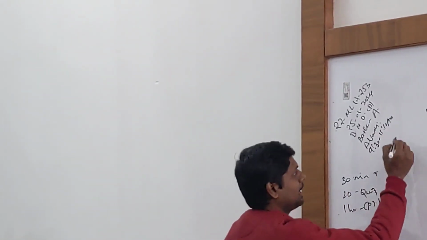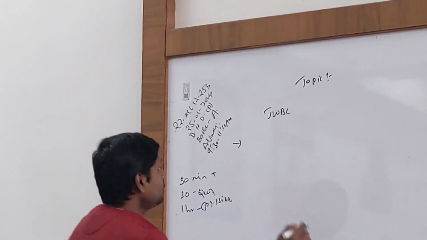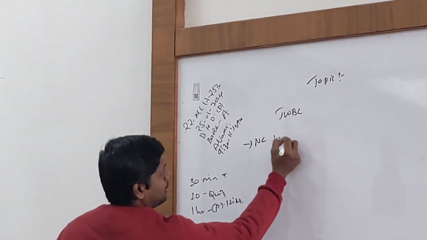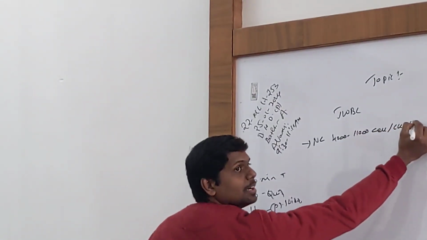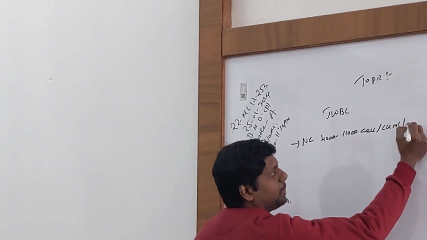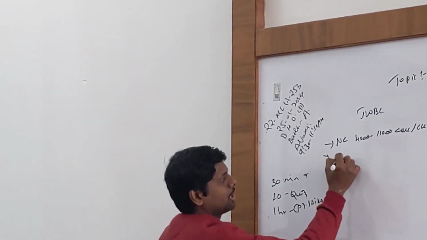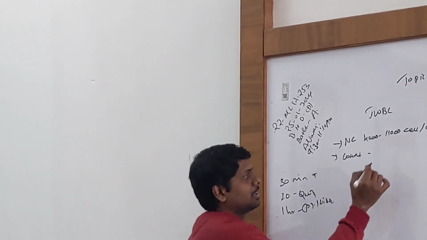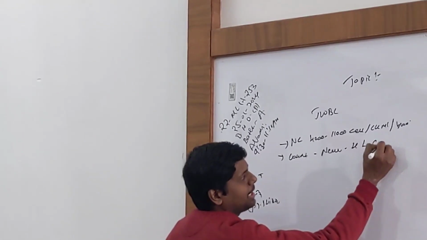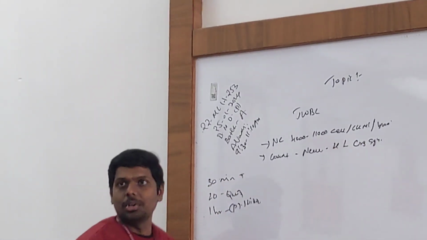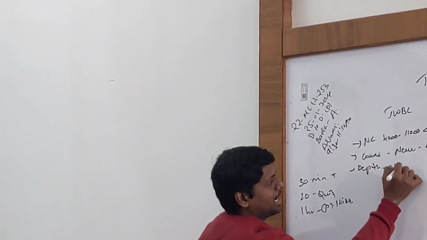Let me recall. What is the normal total WBC count? 4,000 to 11,000 cells per cubic millimeter of blood. Where will we count the WBC? In the Neubauer chamber, in the four large corner squares. What is the depth of the Neubauer chamber? 0.1 millimeter in depth.